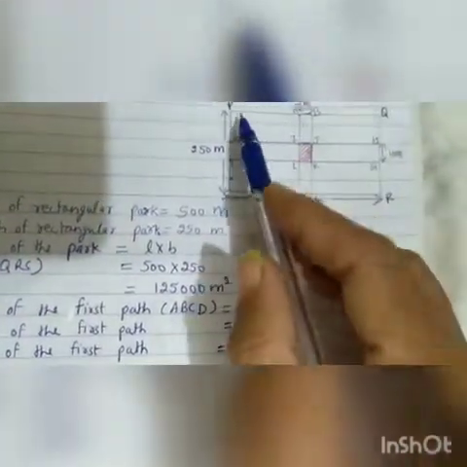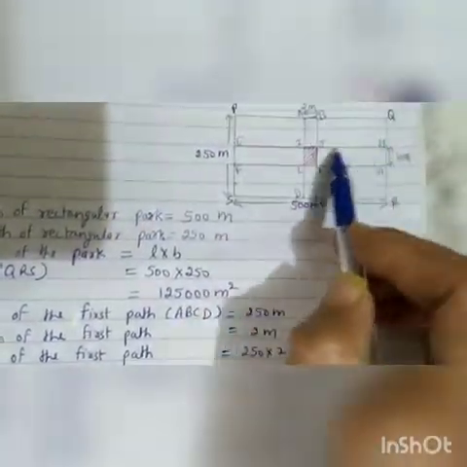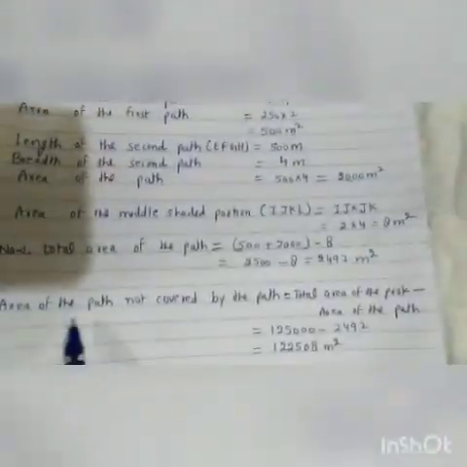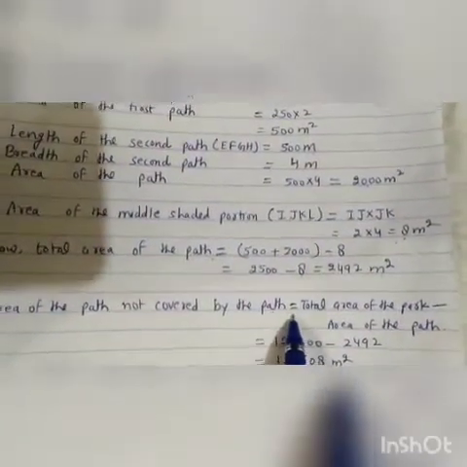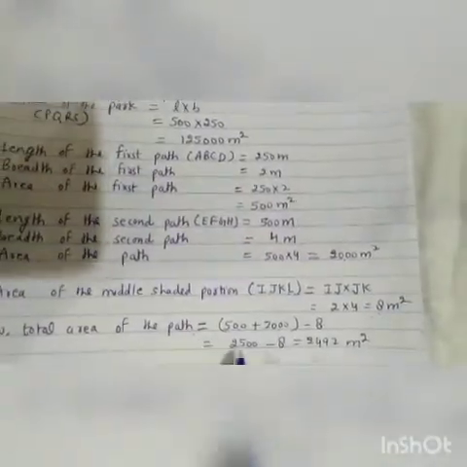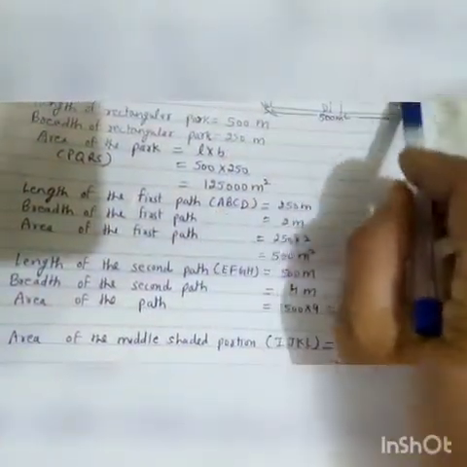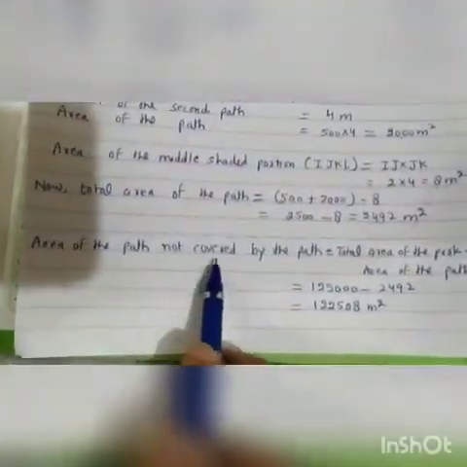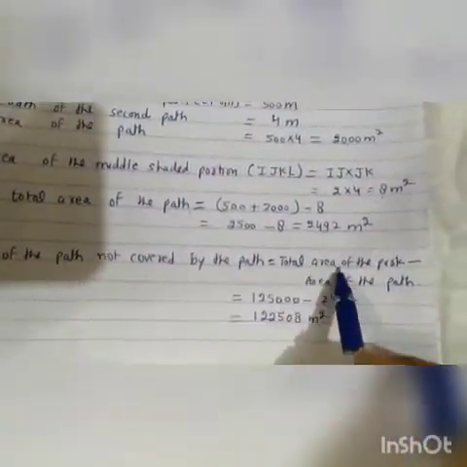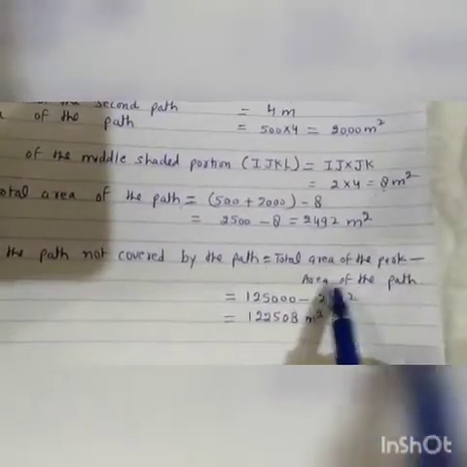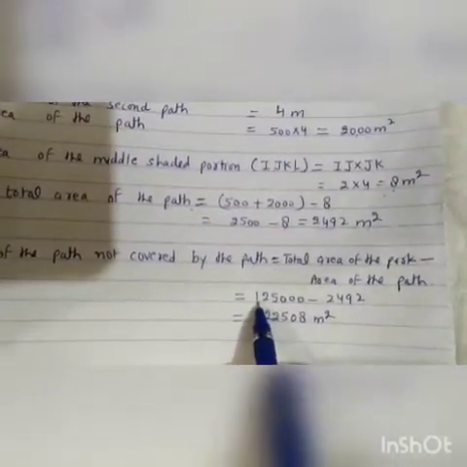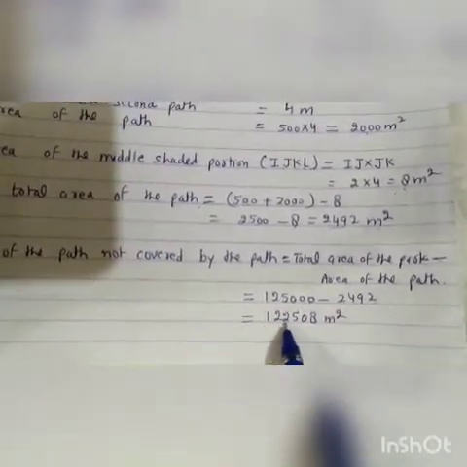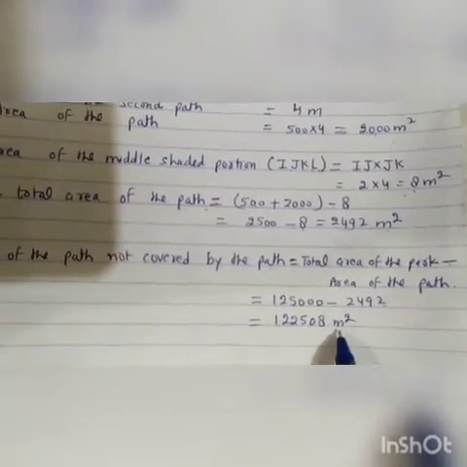Now we have to find the area of these 4 remaining parts which are not covered with path. So the area of the park not covered by the path is equal to, if we subtract this area of the path from the area of the total park, then we can get it. So the area not covered by the path is equal to total area of the park minus area of the path. So it is 1,25,000 minus 2,492. We get 1,22,508 square meter.